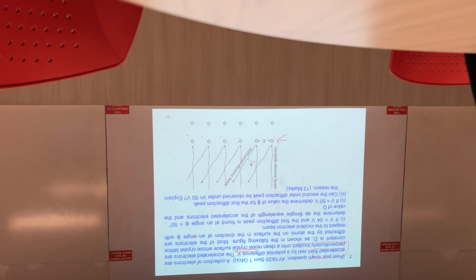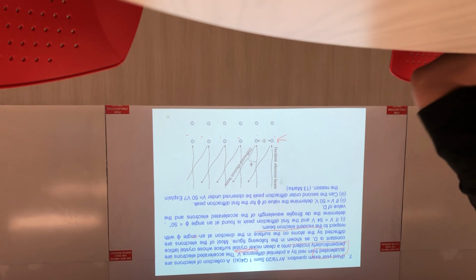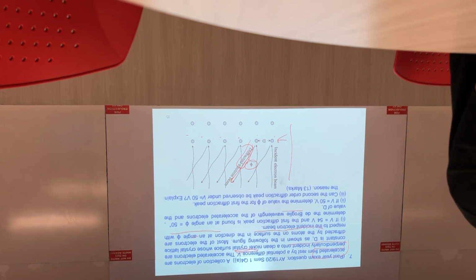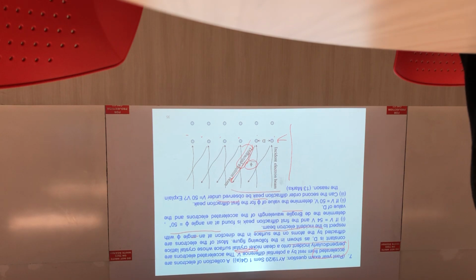And then most of the electrons are diffracted by the atom on the surface in the direction of angle phi with respect to the incident electron beam. So the electrons are diffracted, okay? Here, the question already defined that this is diffraction rather than scattering. With this observation, we want to determine the wavelength, and then the diffraction angle for the first diffraction, and then also the second diffraction.